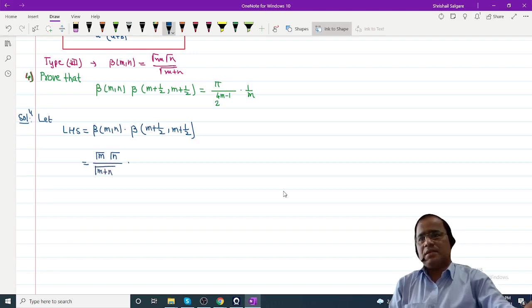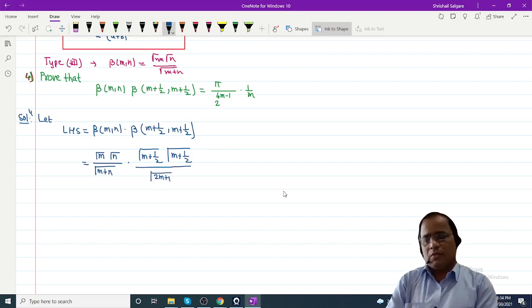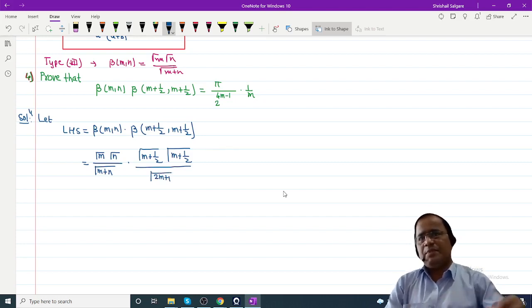Second one, gamma of m plus 1 half. So once again, gamma of m plus 1 half divided by what is the sum? M plus m is 2m, plus 1. Yes, 2m plus 1.